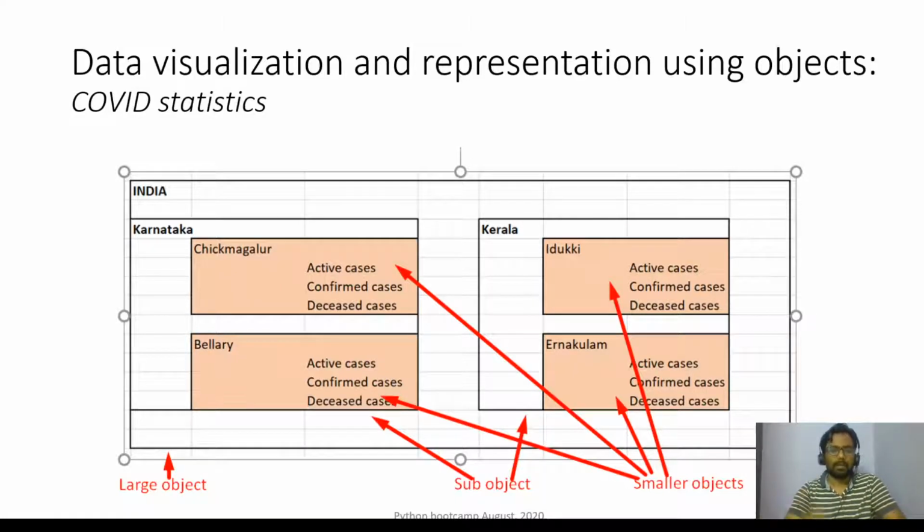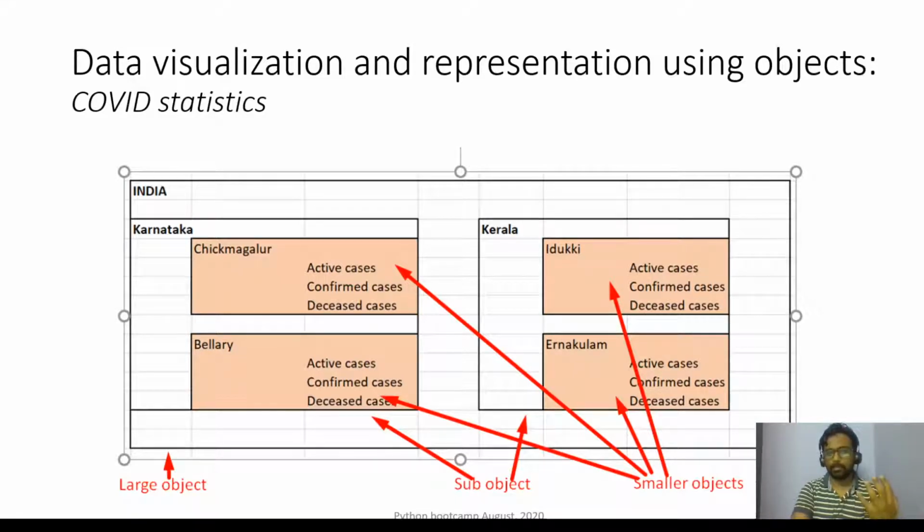Okay. So if I say active cases is 50, we won't come to know from where this 50 is coming. So if I tell you that you have India, and then Karnataka, and inside Karnataka we have Chikmagalur, and then we have active cases, then we know that these active cases belong to Chikmagalur, and Chikmagalur belongs to Karnataka, and Karnataka belongs to India. So this is the hierarchy that can be formed in terms of JSON or XML.